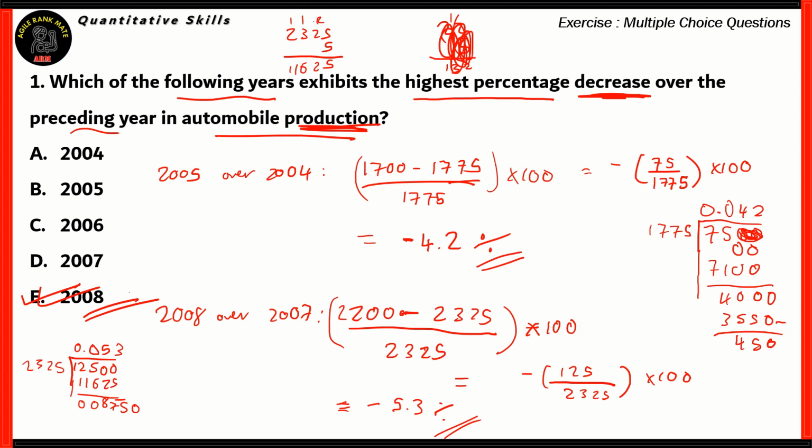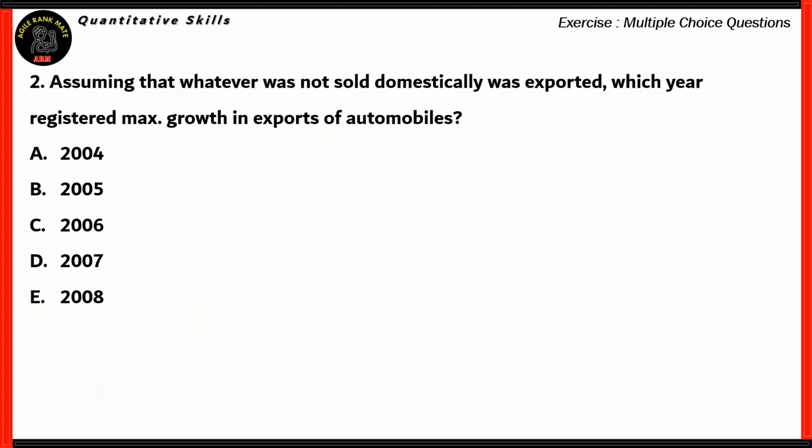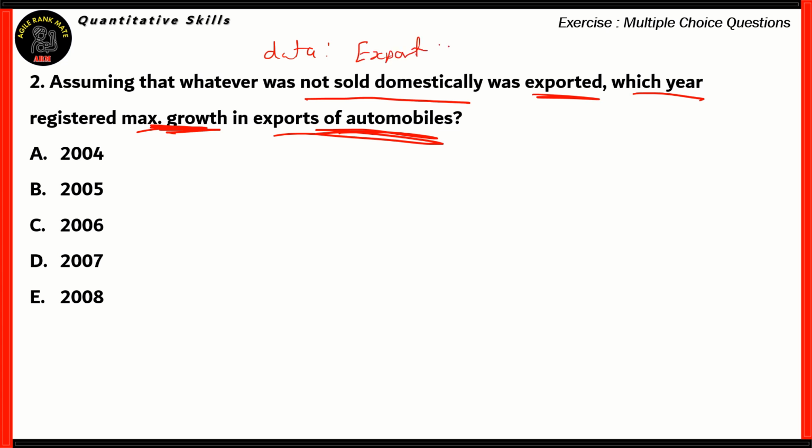Now, let's look at the next question. Assuming that whatever was not sold domestically was exported, which year registered maximum growth in exports of automobiles? So we haven't exactly made a table for exports, but we do know how to find out the data here. Because in the question it says if any car wasn't sold domestically, it was exported. So the export data is equal to production data minus domestic sales data.